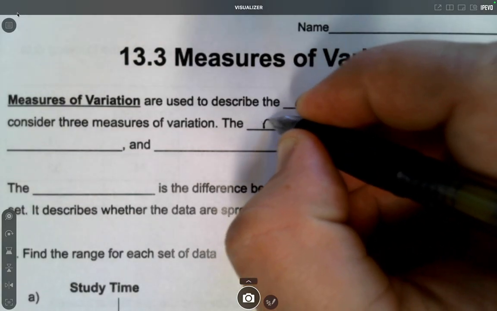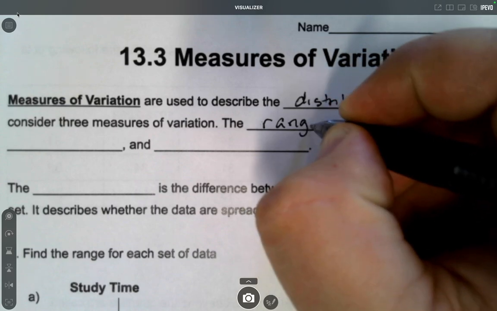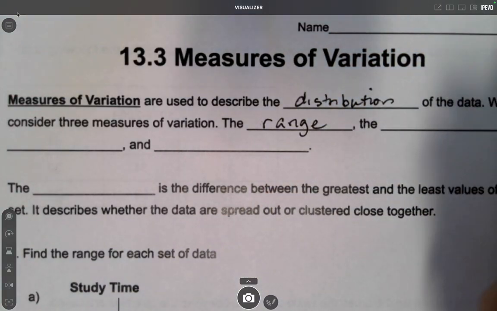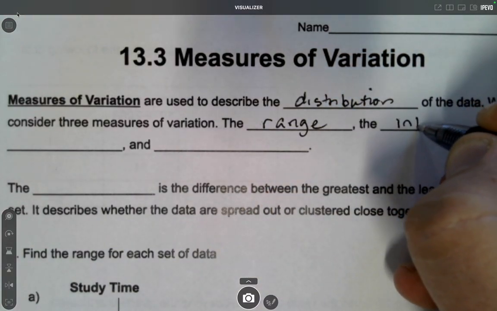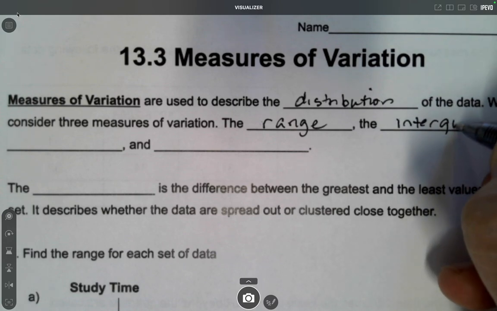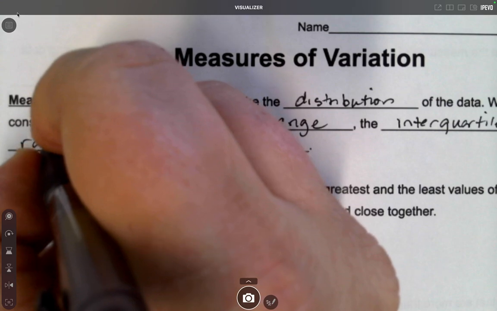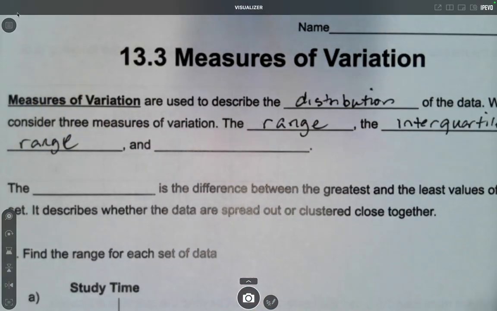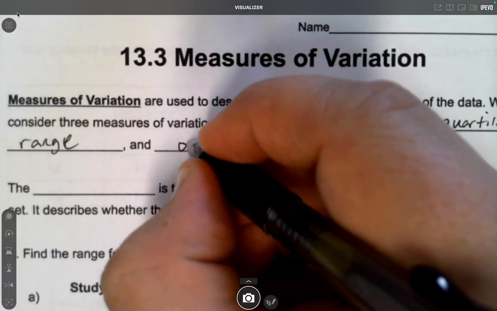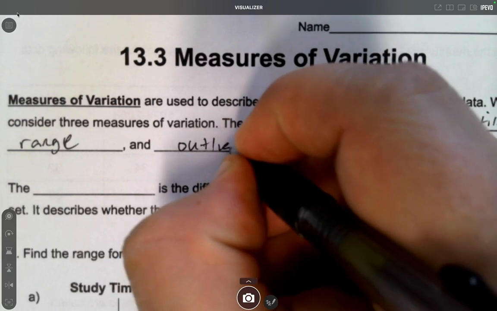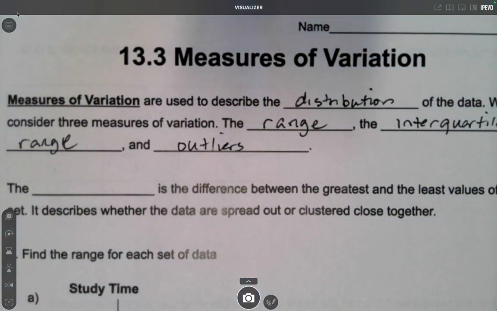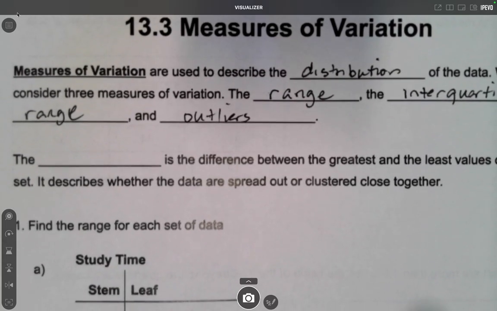And we'll explain all of them as we go, but one's called the range. One's called the interquartile range. And finally, outliers. So we'll start first with the range.